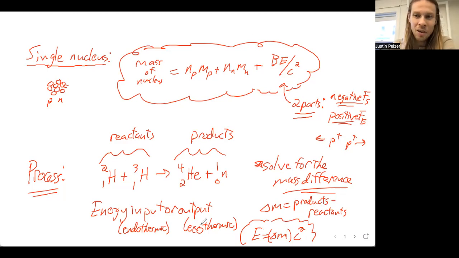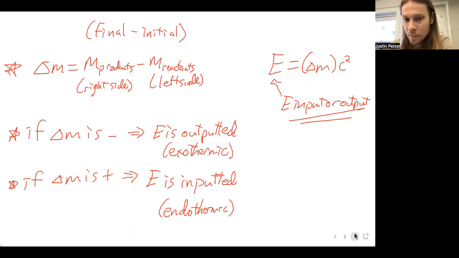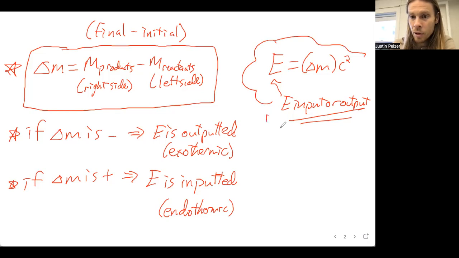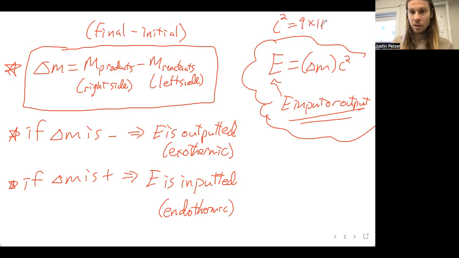So what we're doing is we're taking all this background and we're summing it up into pretty much one simple equation, E equals delta M C squared. So delta M, final minus initial, I'll write it more formally here, is M products minus M reactants, right side minus left side. And the energy, inputted or outputted, is delta M times the speed of light squared. Don't forget that the speed of light squared is 9 times 10 to the 16. Always. That one's easy.